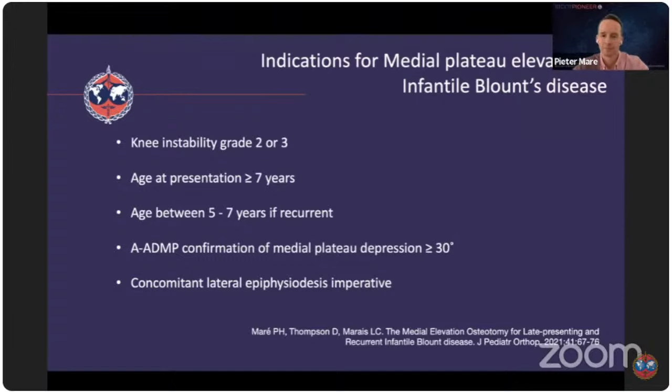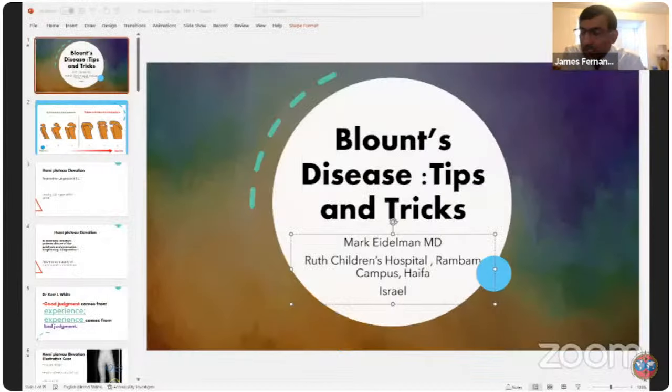Thank you. Thank you very much for your very important topic of recurrence, and thanks for your messages. It gives me great pleasure next to invite Professor Mark Eidelman, who is the director and head of the pediatric orthopedic unit at Rambam in Israel. His main interest is in limb reconstruction and deformity correction, and he's going to talk to us about the surgical tips and tricks for medial plateau elevation.